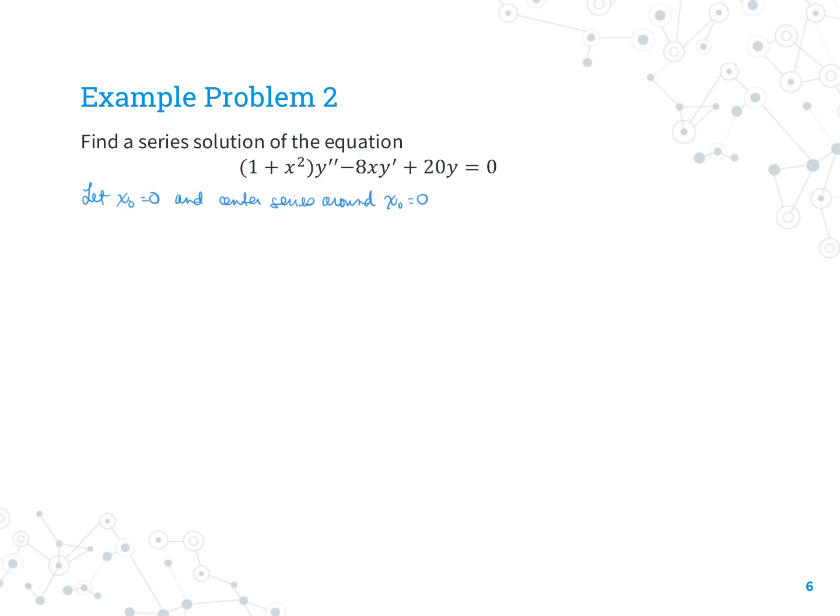So here we would say we have 1 plus x squared times our sum from n equals 2 to infinity of n times n minus 1 a sub n x to the n minus 2. That's our second derivative, right? Minus 8x times the sum from n equals 1 to infinity of n a sub n x to the n minus 1, our first derivative, plus 20 times our function y, which is the sum from n equals 0 to infinity of a sub n x to the n. And the whole sum is 0.